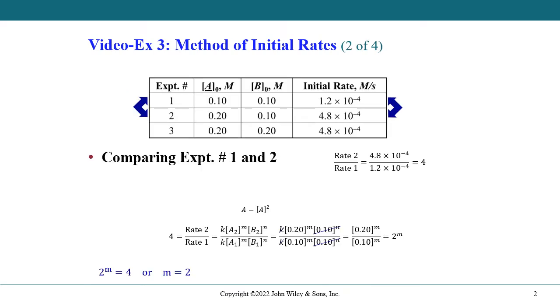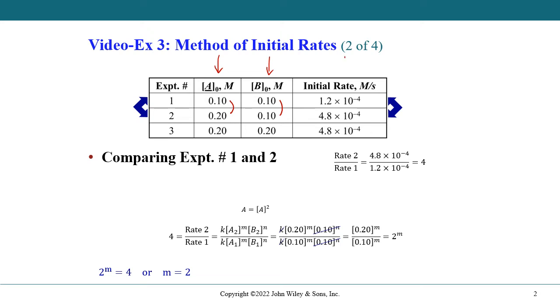Okay, so let's first look at experiment 1 and experiment 2 and see what's happening. We see that between experiment 1 and 2 in A, experiment 1 has a concentration of 0.1 molar and experiment 2 has a concentration of 0.2 molar. So between experiment 1 and 2, the concentration has doubled. Okay, if we look at concentration of B now, we see that the concentration of B has remained the same.